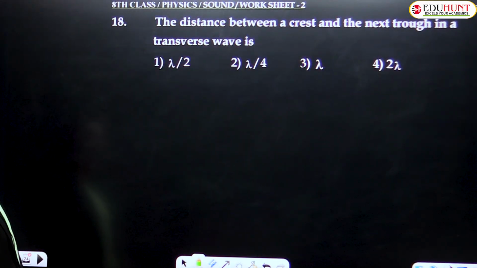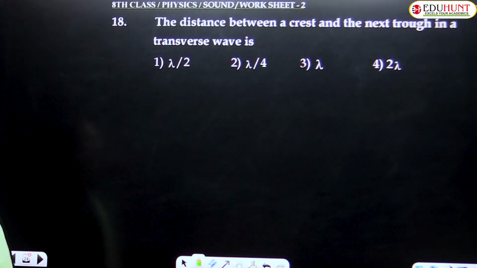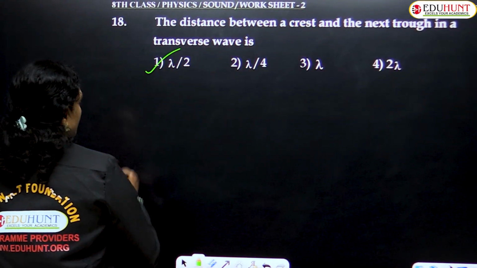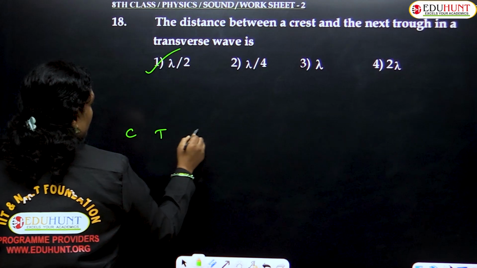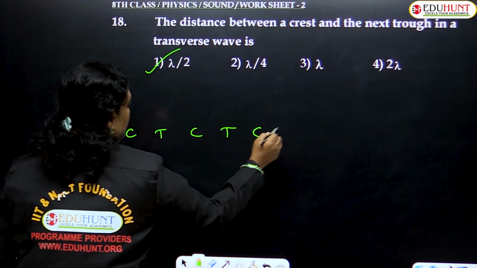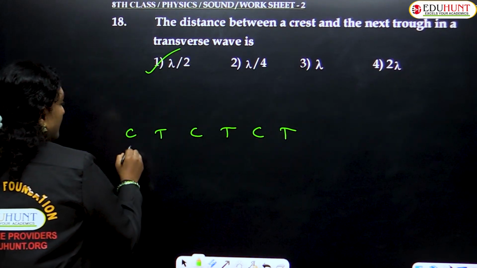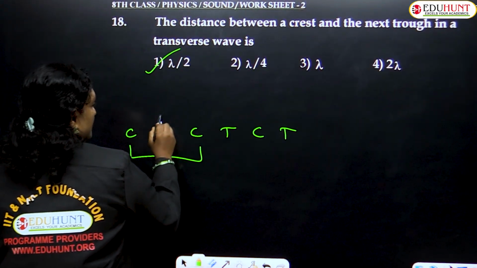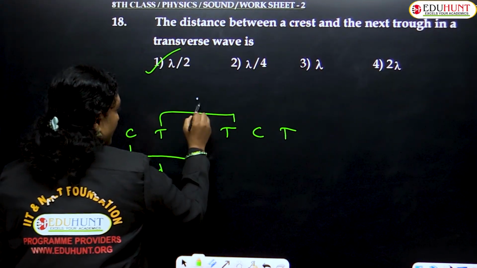Well, the next question, the distance between the crest and the next trough in a transverse wave is again, how much is that, children? Lambda by 2. So clearly, crest, trough, crest, trough, crest, trough are formed alternately. The distance between any two crests is given as lambda, whereas the distance between any two troughs is also given as lambda.